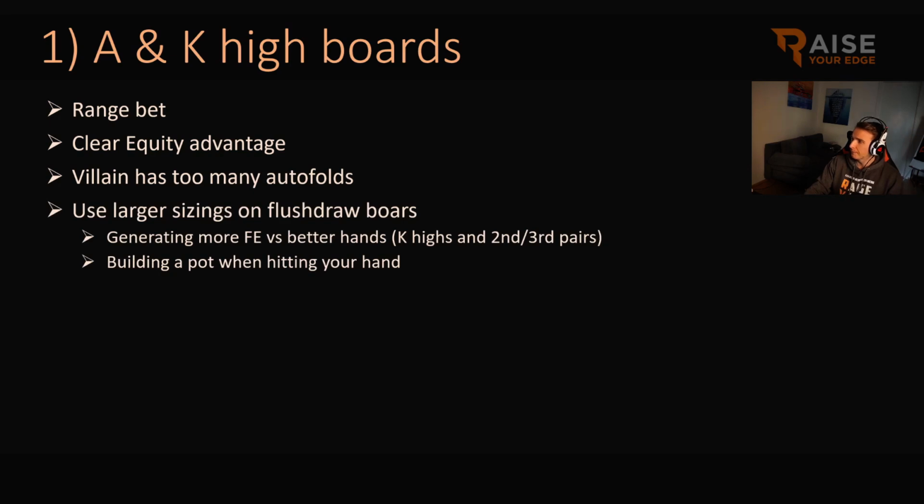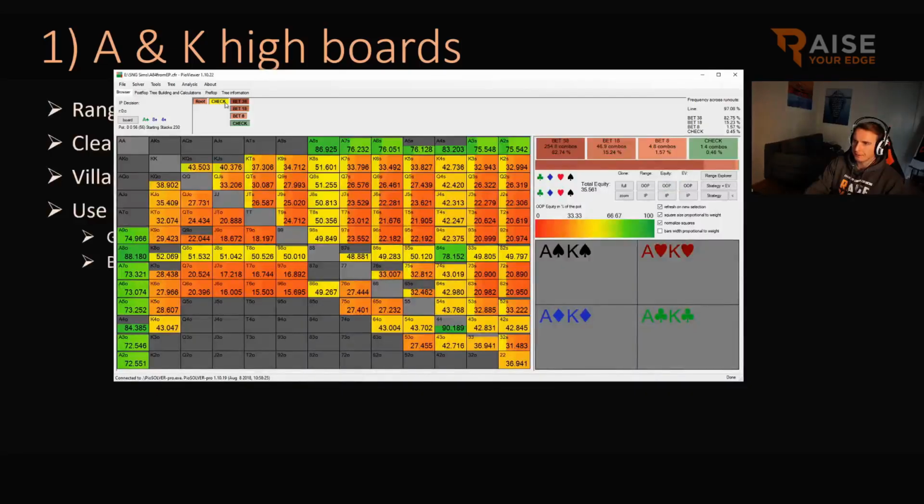And also, this is of course now a flush draw board. So here we get the additional benefit of protecting. We generate more fold equity against better hands, against king highs and second and third pairs. And you also build a pot when hitting your hand, especially with flush draws. And let's see.